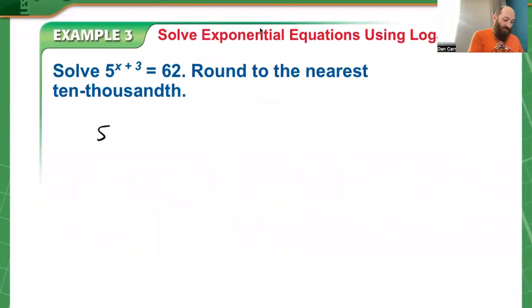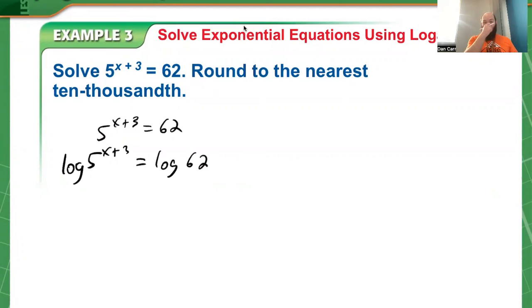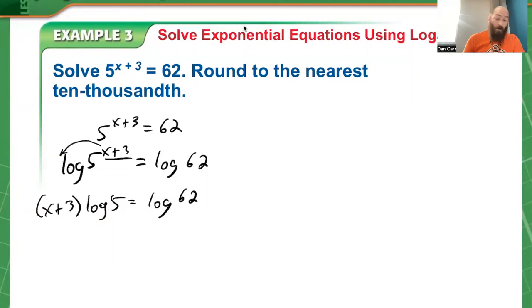So I'm just going to rewrite it again here. If this is true, that means if I take the log of 5 raised to the x plus 3 power, it equals the log of 62. From here, we know that we can take this exponent and rewrite it in the front. So x plus 3 times the log of 5 equals log of 62.